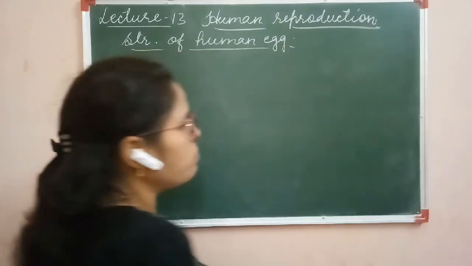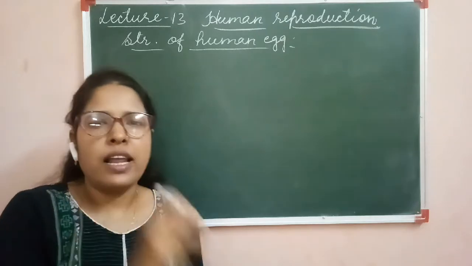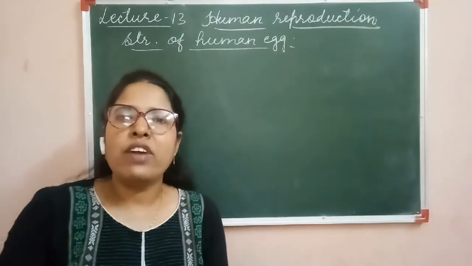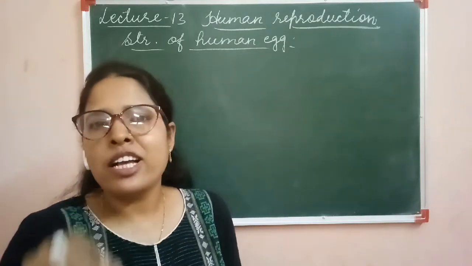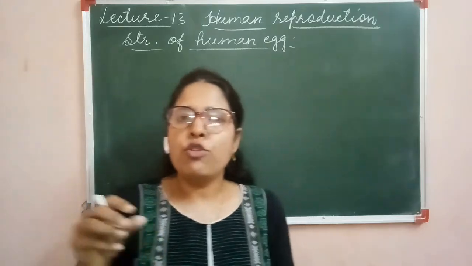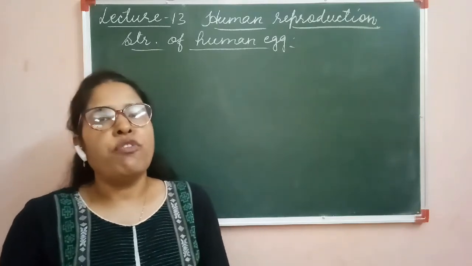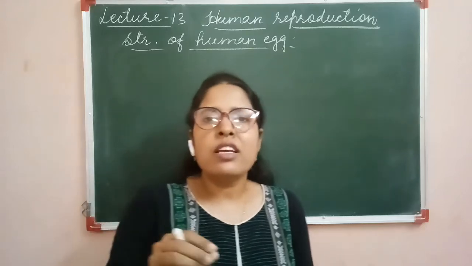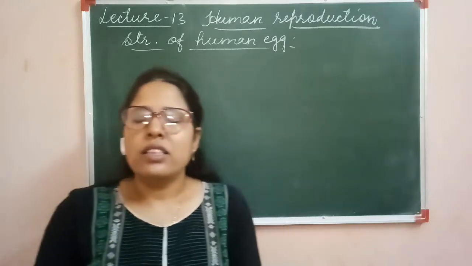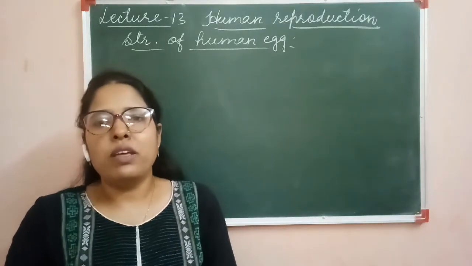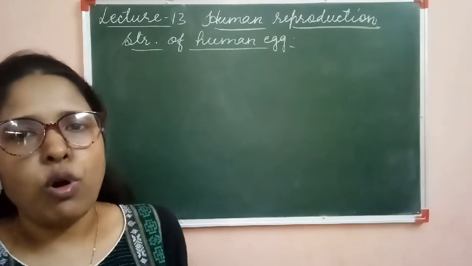The human egg is microlecithal. Microlecithal means the yolk content is very less. Why is the yolk content very less in human eggs? Because the development of the human embryo takes place inside the human female. So the nutrition can be provided to the embryo by the development of placenta from the mother's body. So there is no further requirement of more yolk in the egg. That's why the egg in human beings is microlecithal and it contains very little yolk.